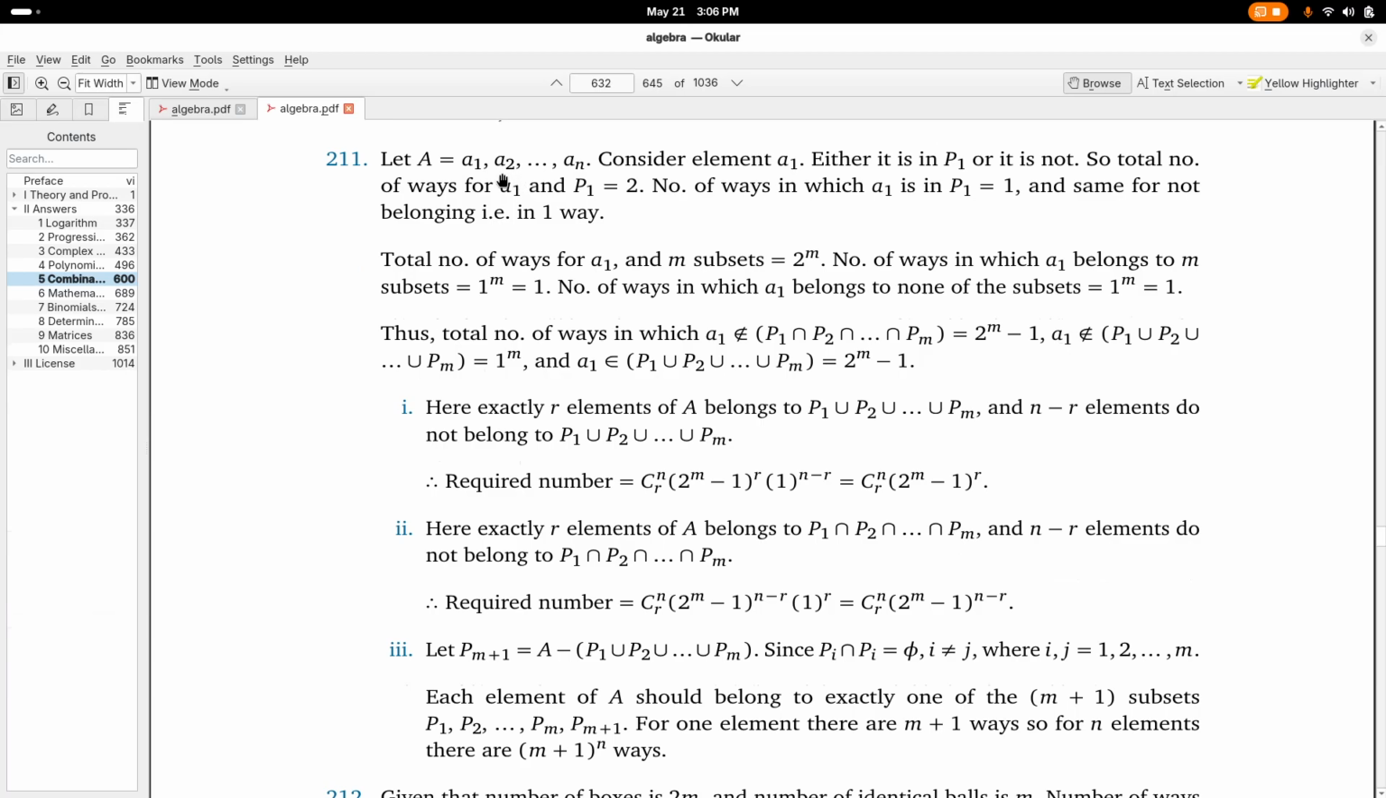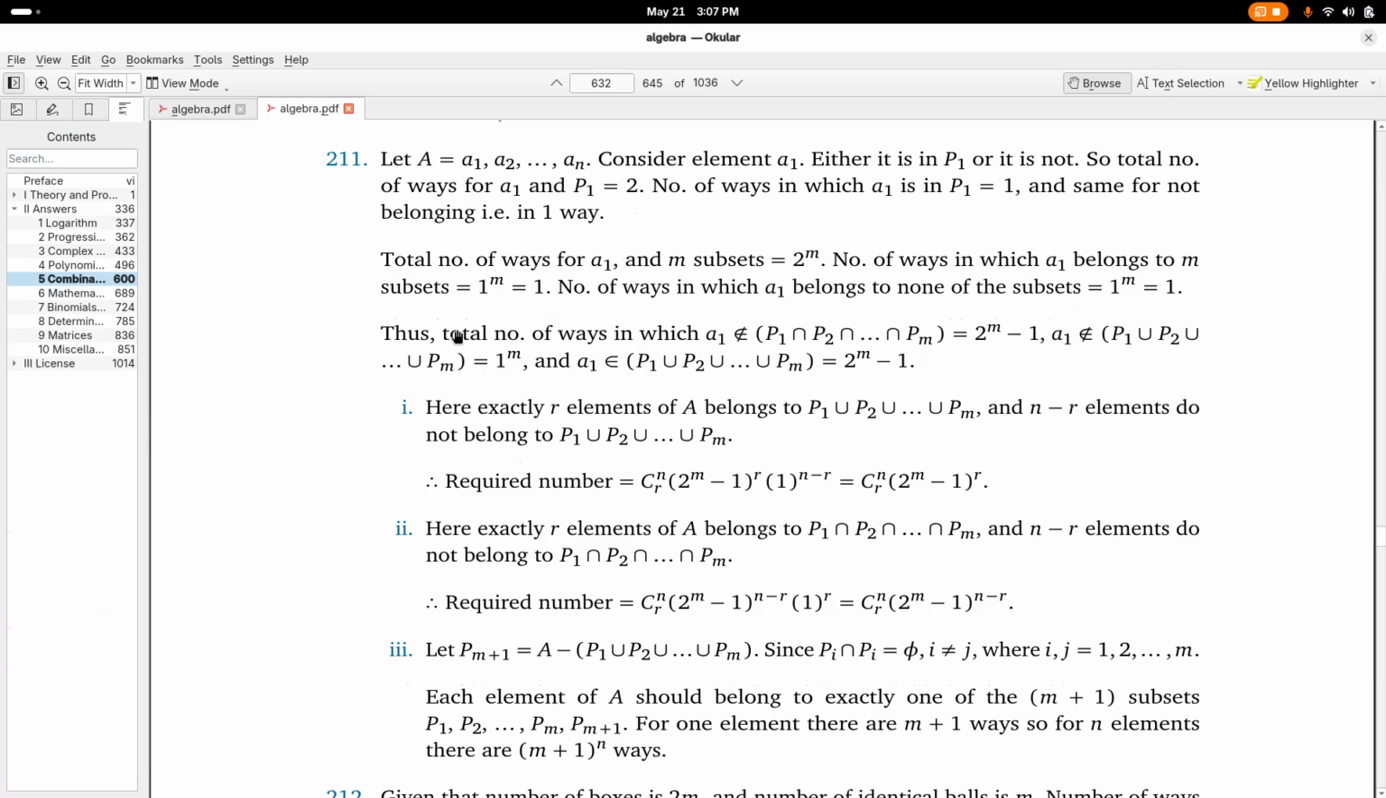So we consider that there are n elements in the set A: a1, a2 through an. Now we consider an element a1. Either it is in P1 or it is not. So the total number of ways for a1 and P1 is 2. The number of ways in which a1 is in P1 is 1, and the same for not belonging, that is one way. Thus the total number of ways for a1 and m subsets is 2 to the power m. The number of ways in which a1 belongs to all m subsets is 1 to the power m, that is 1. The number of ways in which a1 belongs to none of the subsets is 1 to the power m, that is also 1.